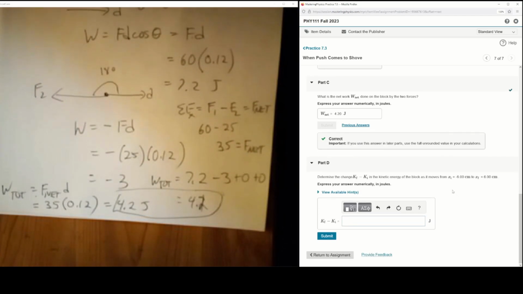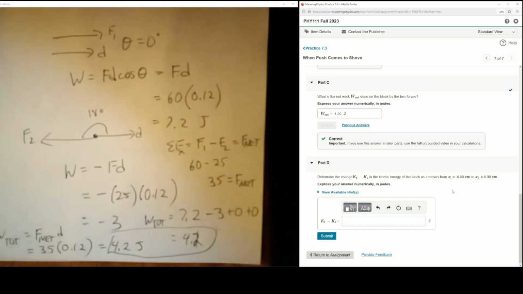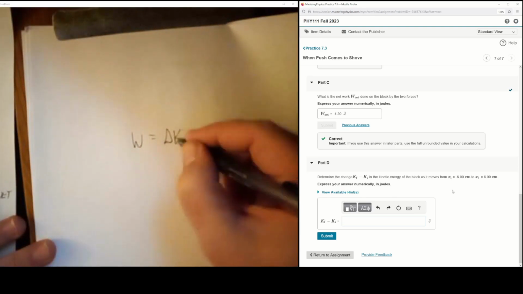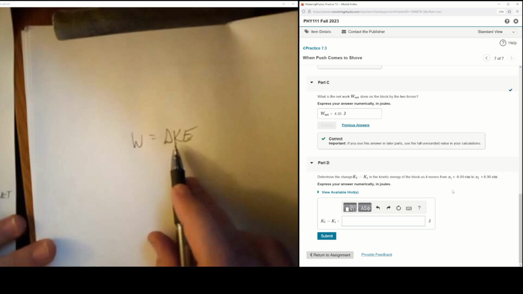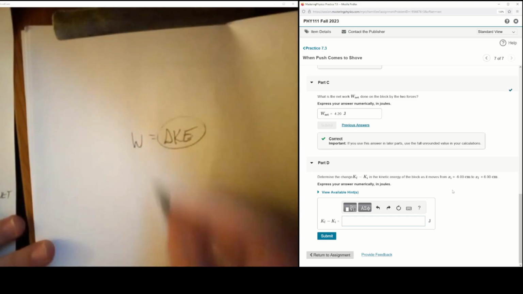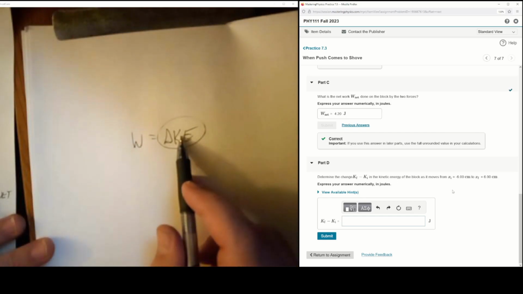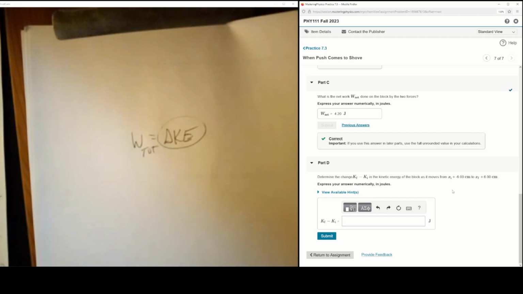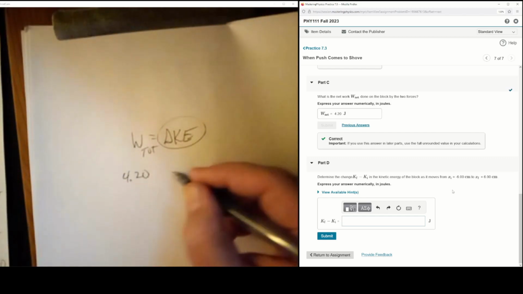And part D, determine the change in kinetic energy. Notice it says final minus initial. That's delta KE. Find the change in kinetic energy as it goes through this motion. Well, we know that work is equal to delta KE. The change in kinetic energy is just equal to the total work done, and we just figured out the total work done. It's 4.2.